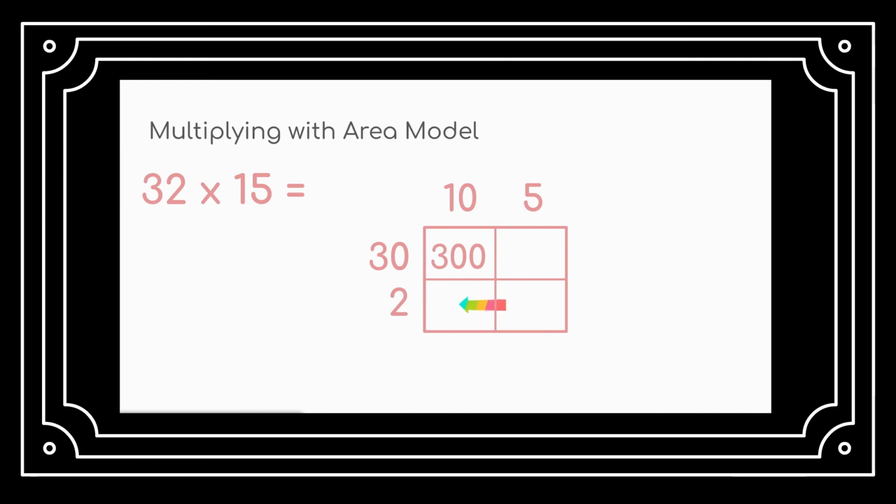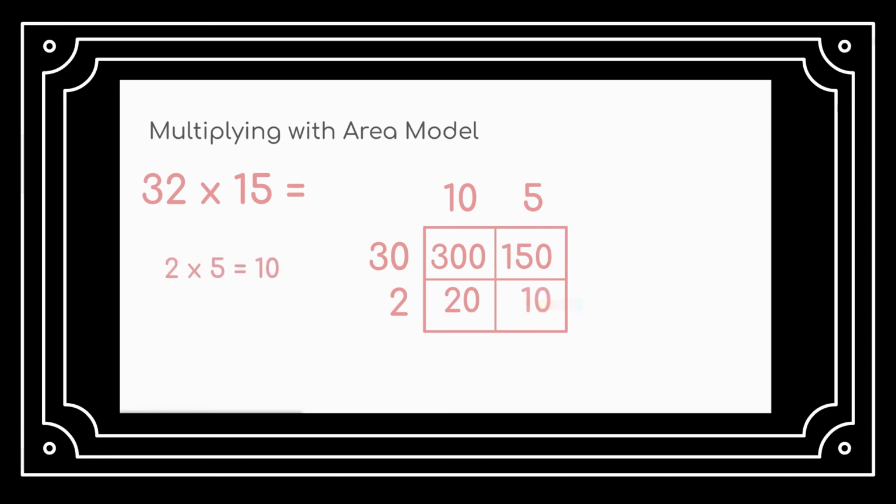Let's do that again and focus on multiplying 2 times 10 and writing the answer here. 2 times 10 equals 20. Let's now multiply 30 times 5 and we'll write the answer here. 30 times 5 equals 150. Let's do that one more time and focus on multiplying 2 times 5 and writing the answer here. 2 times 5 equals 10.